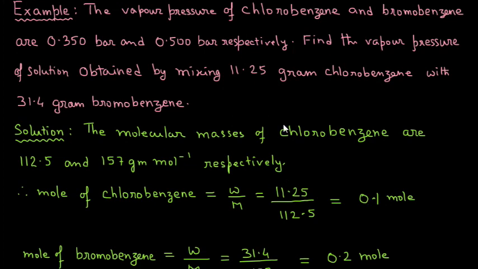The vapor pressure of 4% W by W aqueous solution of urea will be 0.02469 bar. Example, the vapor pressure of chlorobenzene and bromobenzene are 0.350 bar and 0.5 bar respectively. Find the vapor pressure of the solution obtained by mixing 11.25 gram of chlorobenzene with 31.4 gram bromobenzene. The molecular masses of chlorobenzene and bromobenzene are given respectively.